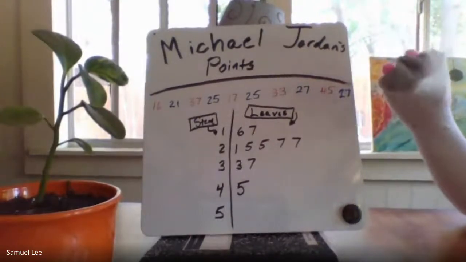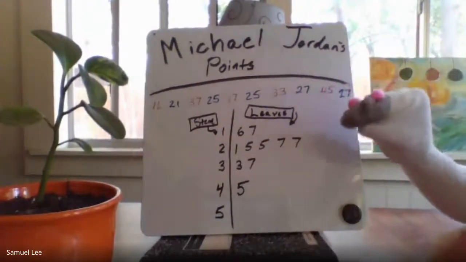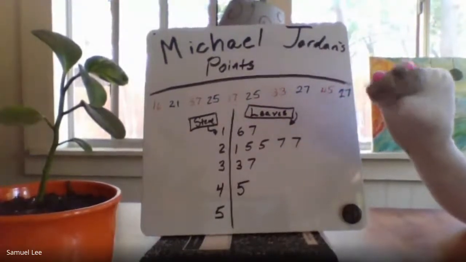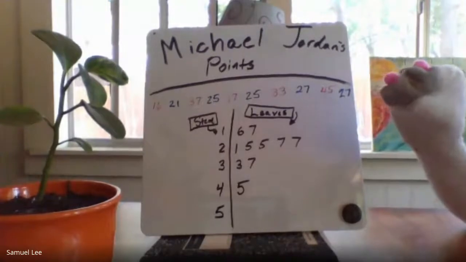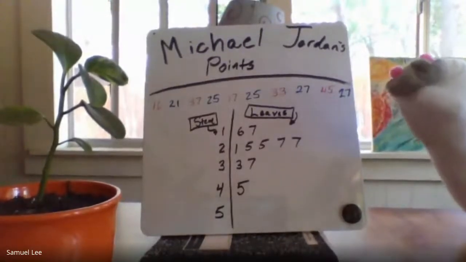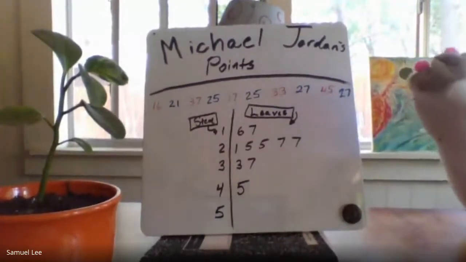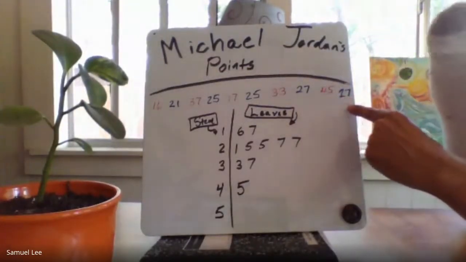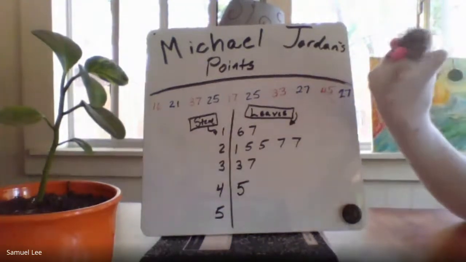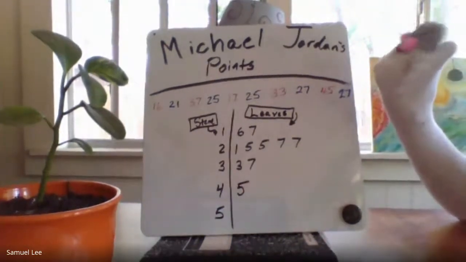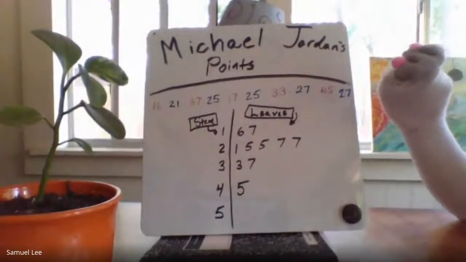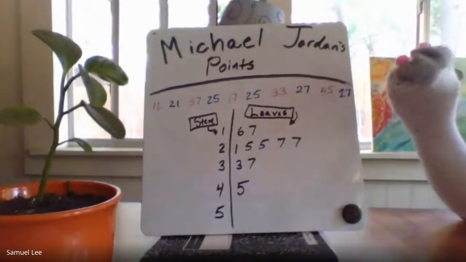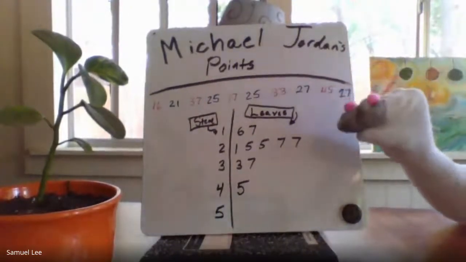Okay, moving on. So, boys and girls, he scored, say it together, in order: 16, 21, 37, 25, 17, 25, 33, 27, 45, and 27. Now, that's impressive, Mr. Lee. I don't think LeBron James could do that. Well, he's done some amazing things. Stop it, Mr. Lee. Sorry, Socks. Please continue. So what do you do with those numbers?